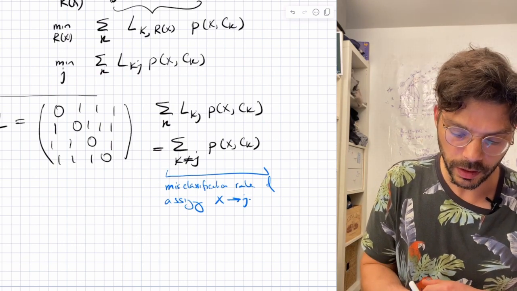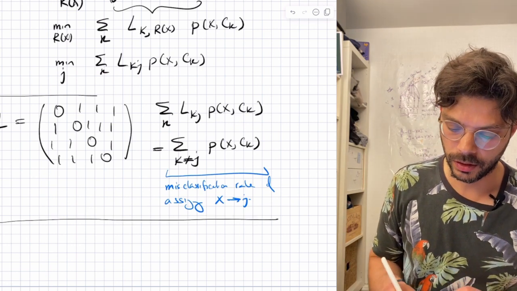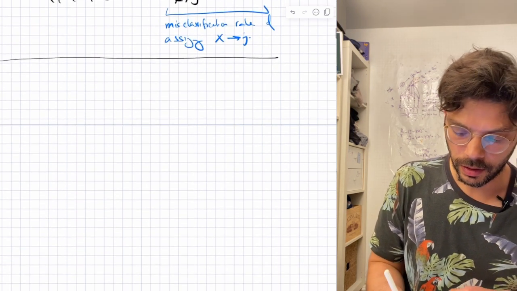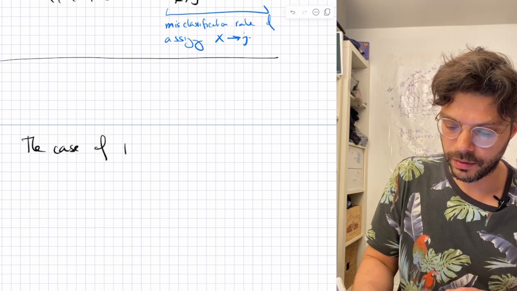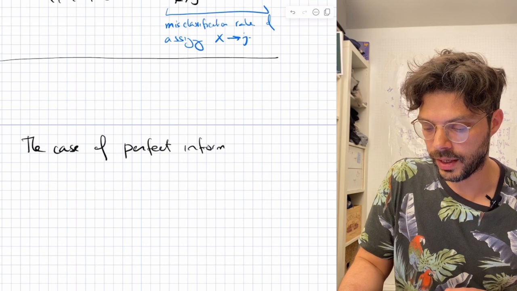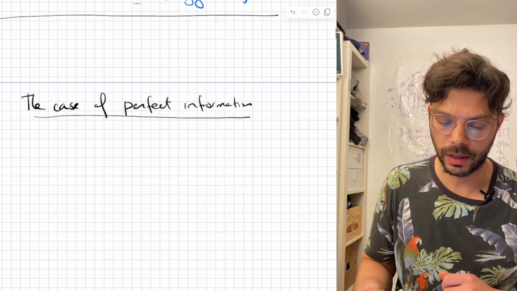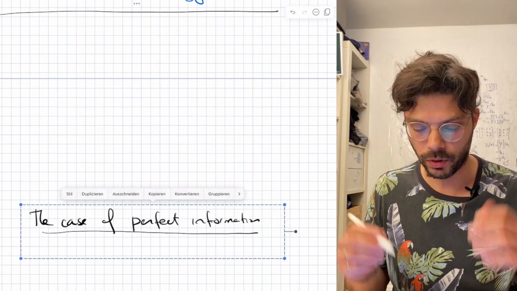So let me just make a break here. Let's go to a new section: the case of perfect information. I'm just going to call it that, I've just made this up. Okay. So first, and actually before we talk about perfect information, let's discuss what he wanted to say.